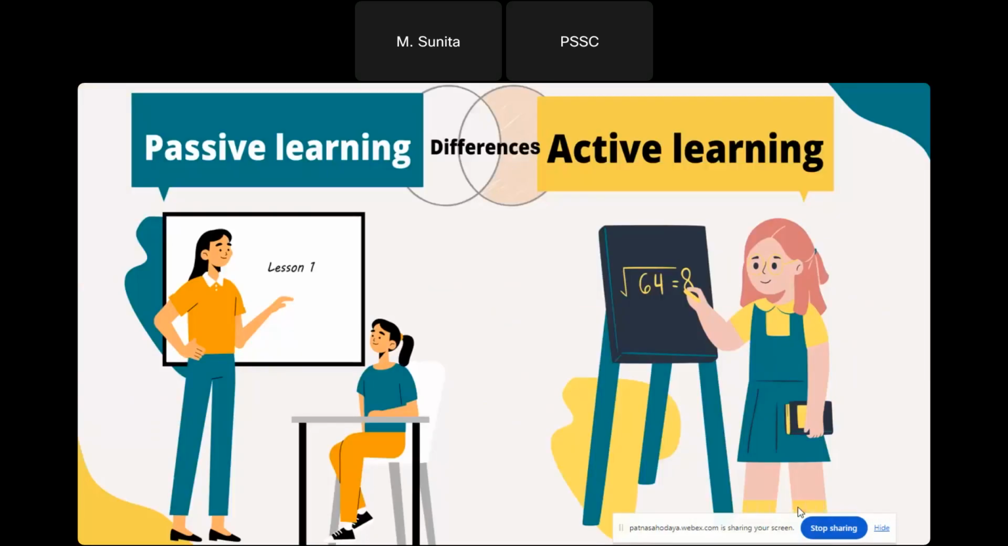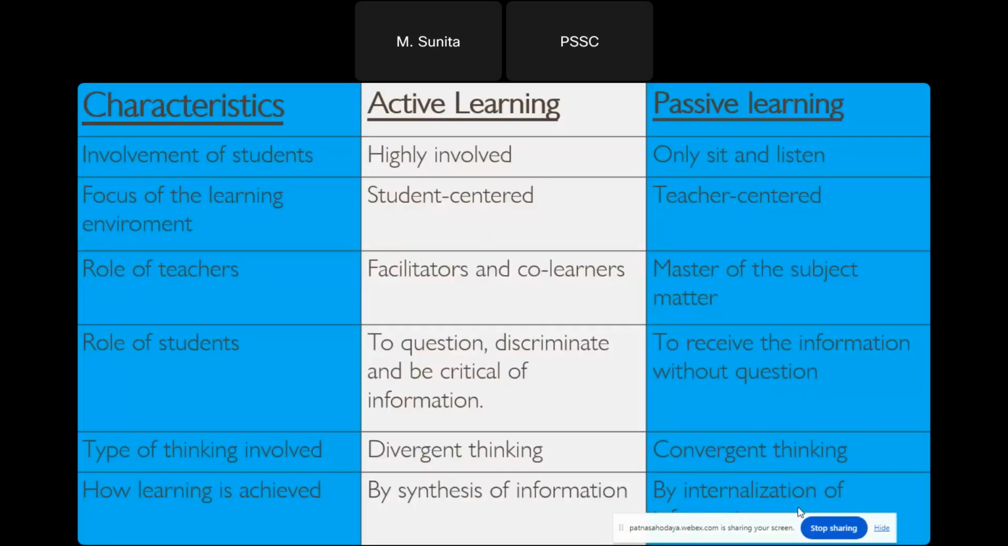Now, passive learning differences from active learning. This is the picture which we have discussed for passive learning and active learning. Now, the characteristics: we will see what happens in active learning and what happens in passive learning. Involvement of students: as we have discussed, in active learning children are highly involved, and in passive learning they only sit and listen. One sided teaching and learning process goes on.